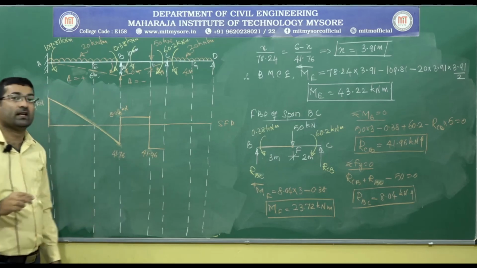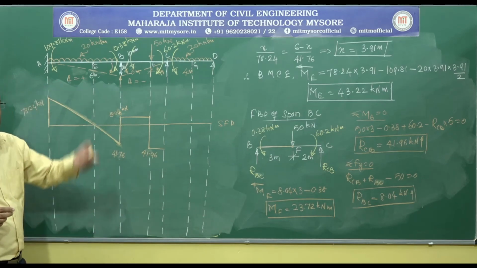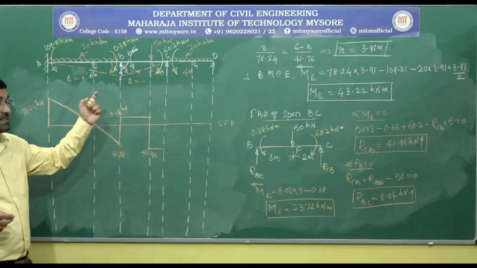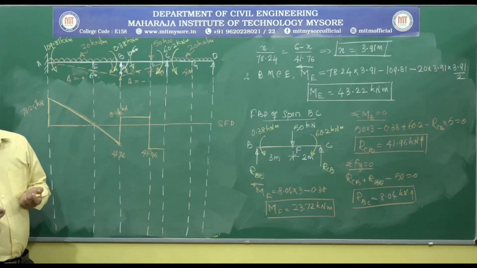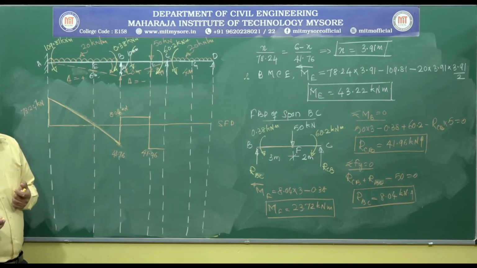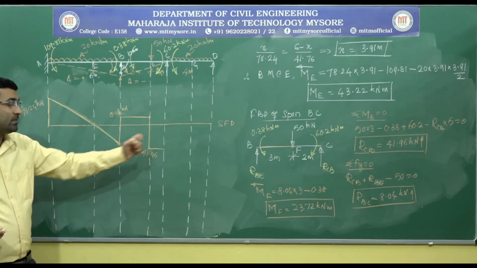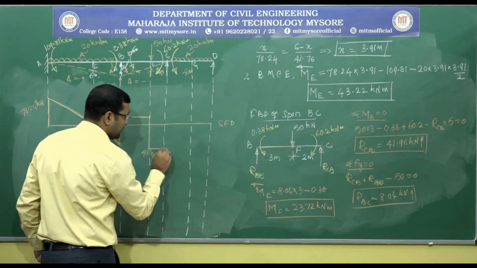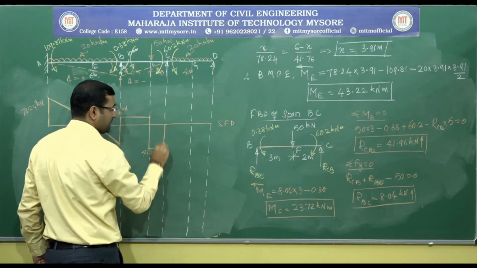But at C we have one more reacting component which is acting vertically upwards, that is RCB. So RCB is plus 41.96, minus 41.96 plus 41.96, it is 0.